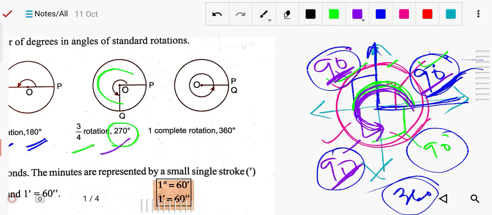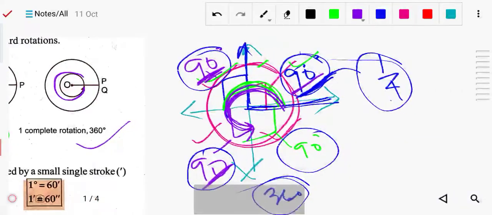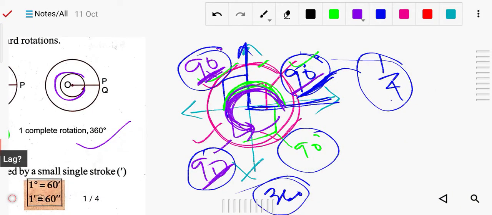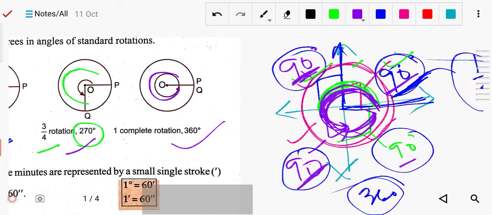So 3/4 rotation is 270. Now this is complete, so one complete rotation is 360. Complete means from here to here, again to where it started and ended. So if you add 90 four times, you will get 360.